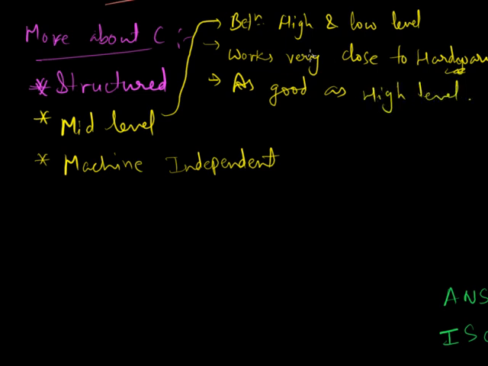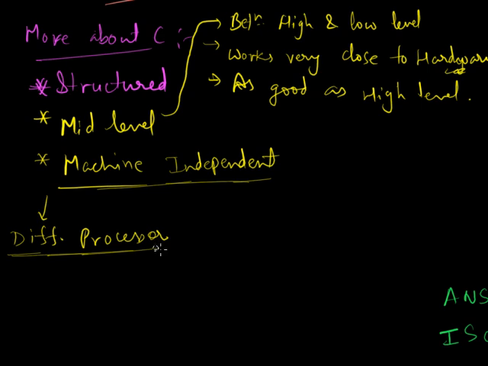So that is why it is a mid-level language. It comes between the low and the high level language. C is machine independent because it works on different processor architectures too. Be it Intel, be it AMD, C works well. It also works on different operating systems. So this makes it platform independent too. It works on Linux, it works on Windows, it also works on Mac.